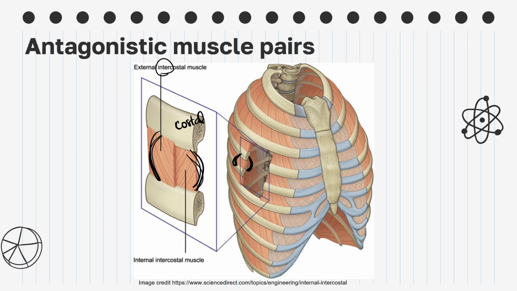And what happens when the external intercostal muscles contract, our ribs get pulled up and away, and we inspire or inhale. And when our internal intercostal muscles contract, those ribs get pulled closer to each other and closer toward the thoracic cavity, and we increase the pressure, decrease the volume, and air goes out. We expire. Good.